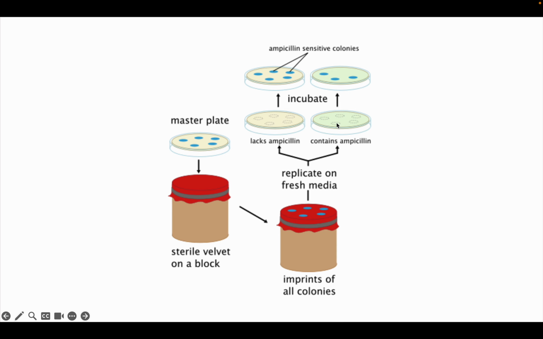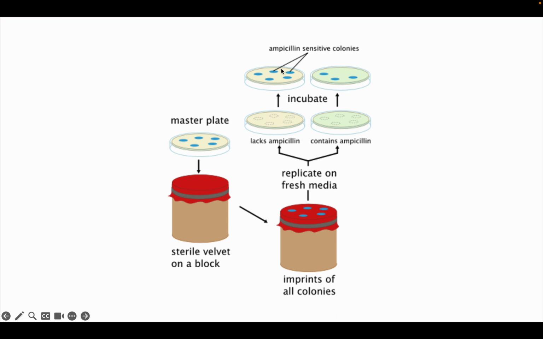When you grow them in different antibiotic plates, this plate contains ampicillin and this plate does not contain ampicillin. In the plate with no antibiotic, all the colonies will grow. But in the plate which contains antibiotic, only the colonies which are resistant, which can grow in the presence of antibiotic, will be present. Here you can see only three out of five colonies grow, which means that these two colonies are ampicillin sensitive.